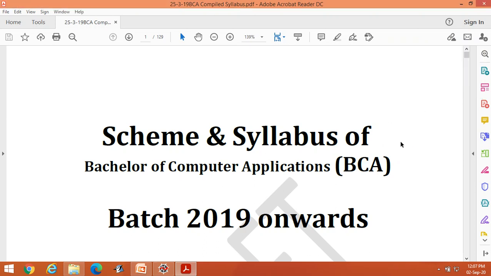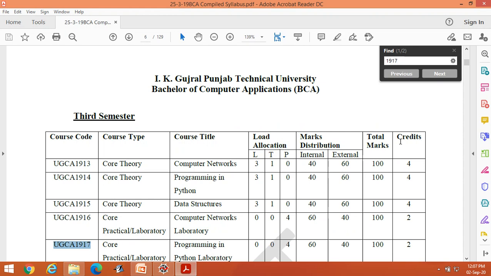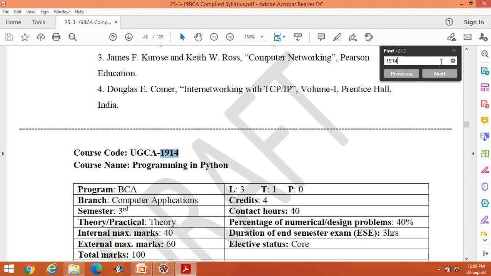Let's check the syllabus first of all. The code is 1917 for Python, and 1914 for theory. These are the contents.